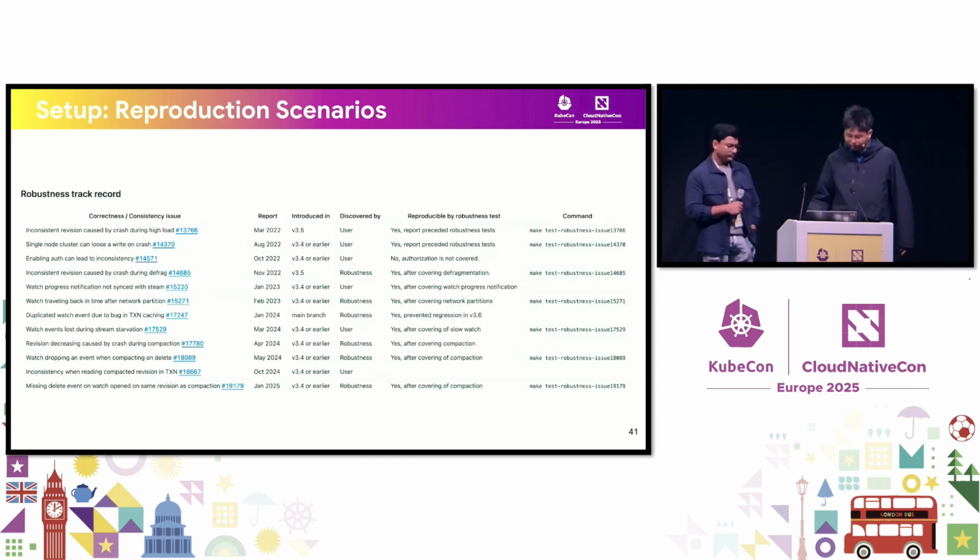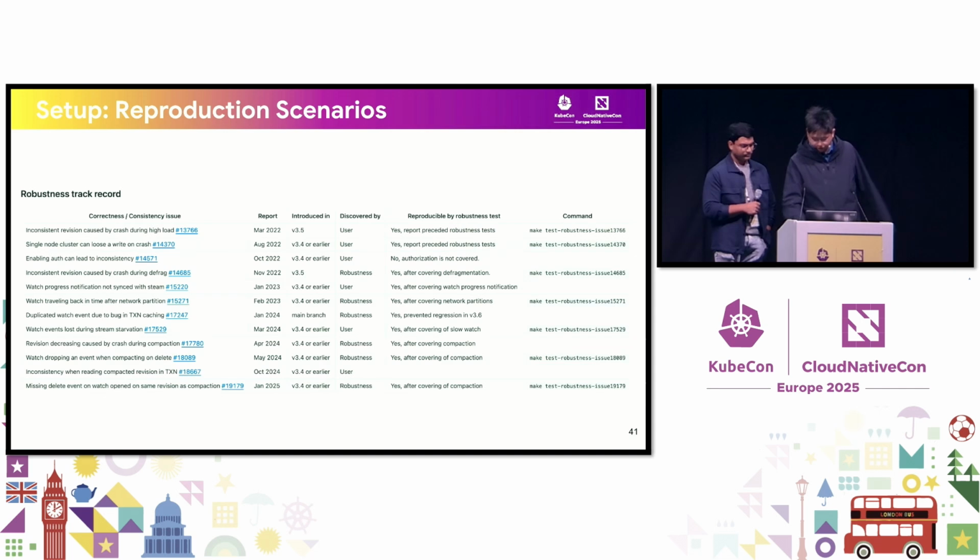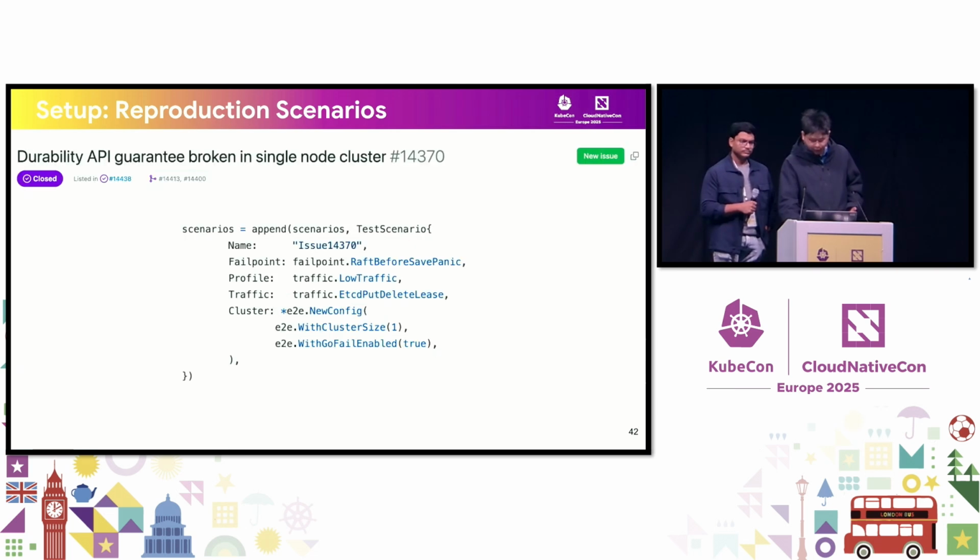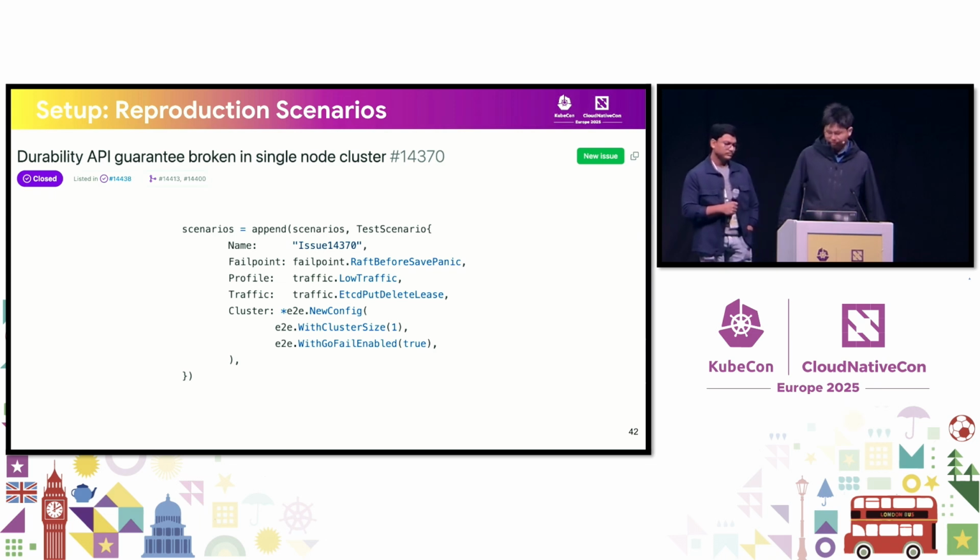And for reproduction scenarios, remember this table that we mentioned? We would like to reproduce some of these scenarios that require a race condition or failure injection to actually occur. So let's take this example where it requires this wrap before save panic fail point to reproduce the error. So we will have to specify what fail point, under what profile and traffic. It will be a very efficient way for us to reproduce, so we can cover this in future CI runs.